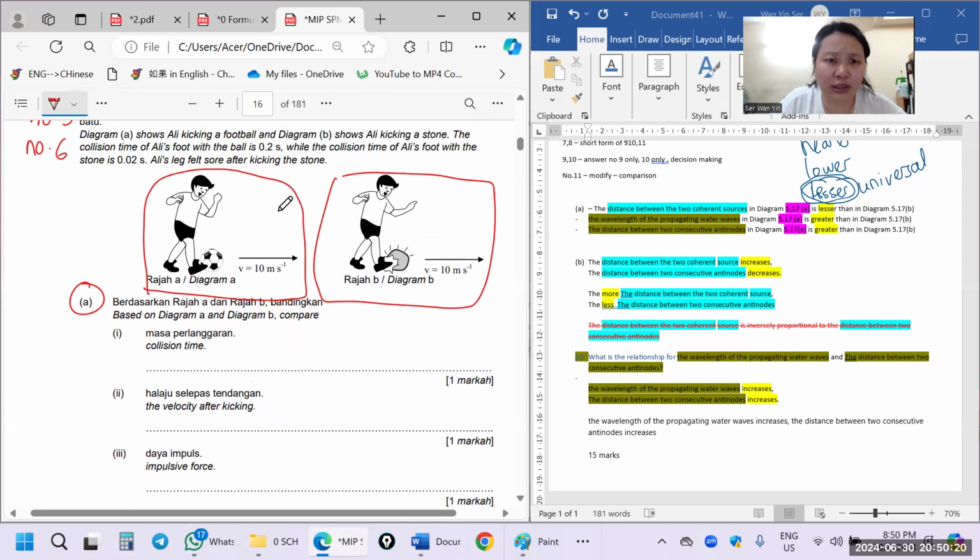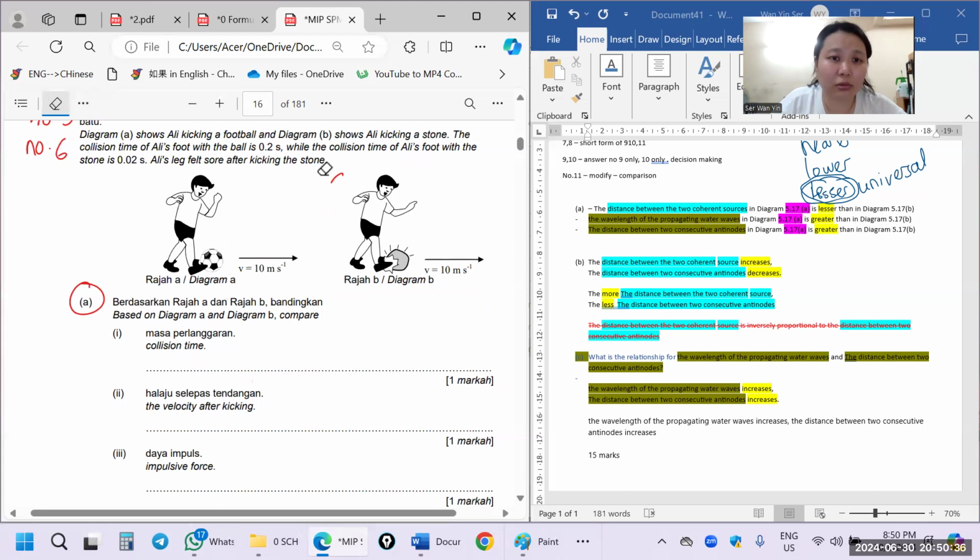They don't have collision time. How to compare? Anyone can help me? They don't have. How to compare? How I know?